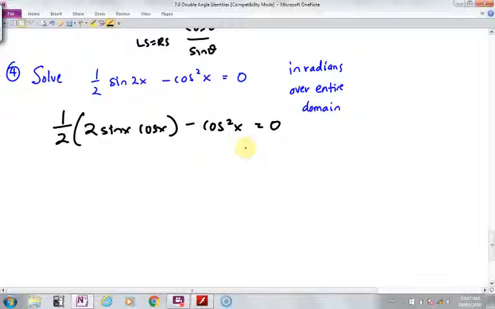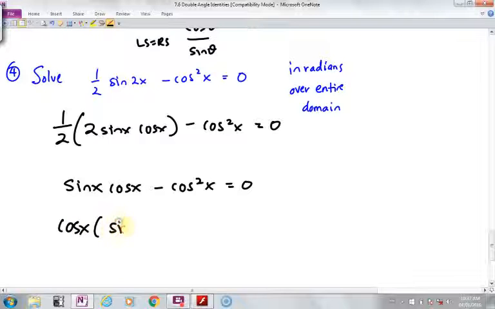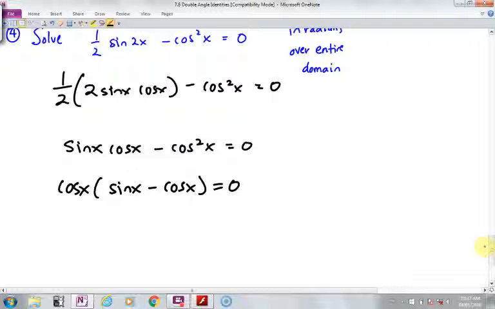And then 1/2 of 2 is just 1. So I have sine x cos x minus cos squared x. Now what will I do? Factor, right. So I have a cos x in both terms. I'm going to factor out the cos x. And now I have two factors that multiply to give me 0. So either cos x equals 0 or sine x equals cos x. Those are the two possibilities.